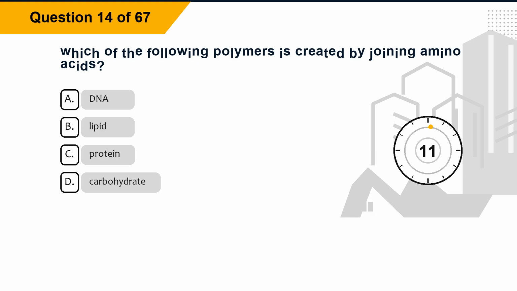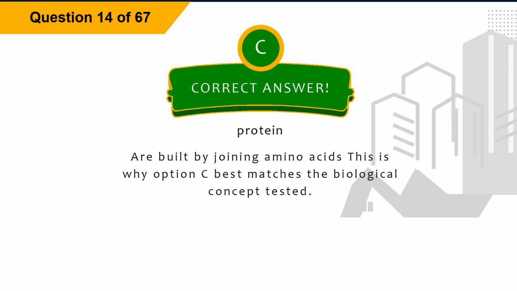Question 14. Which of the following polymers is created by joining amino acids? Option A, DNA. Option B, lipid. Option C, protein. Option D, carbohydrate. The correct answer is option C, protein. Explanation. Proteins are built by joining amino acids. This is why option C best matches the biological concept tested.